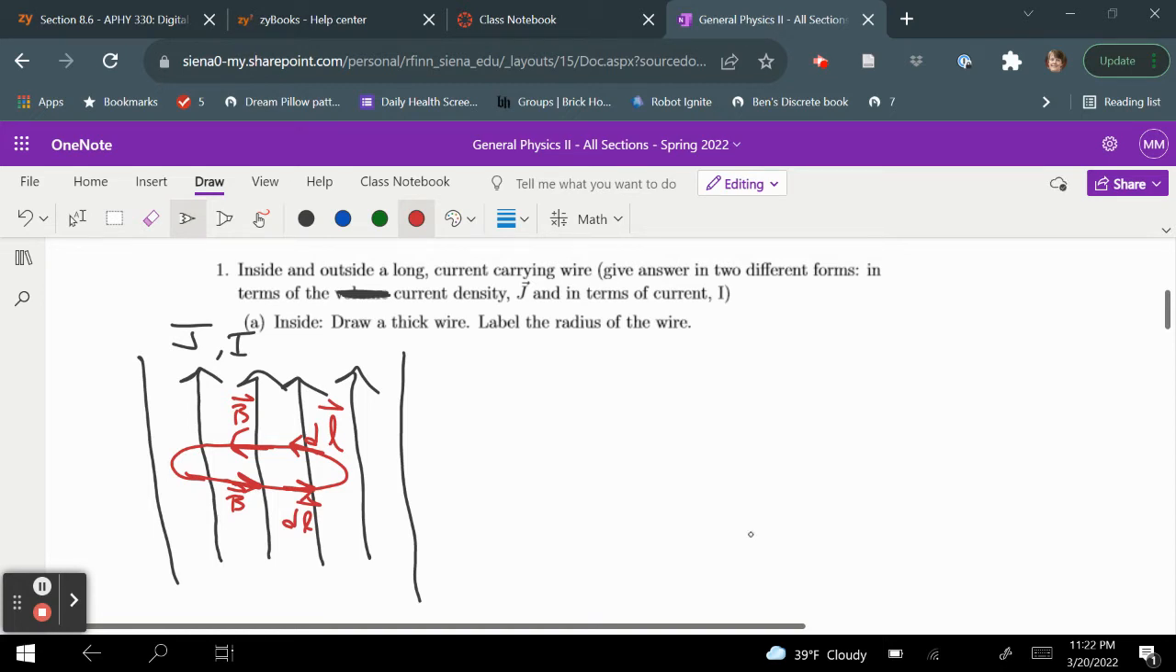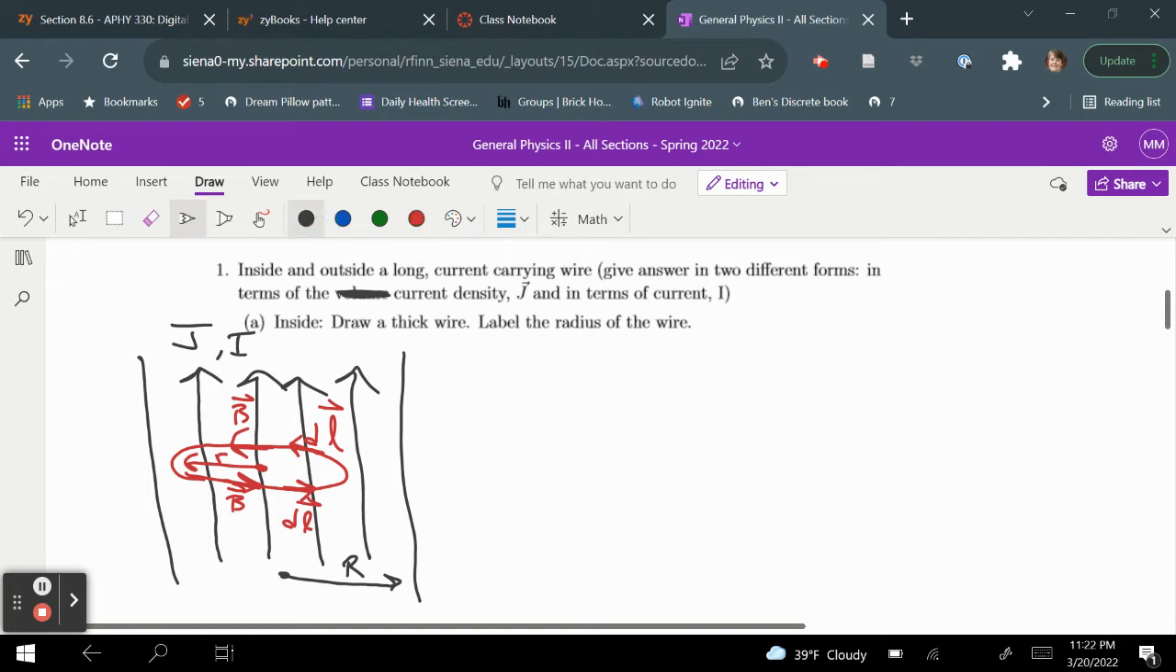So I also know that my radius, so let's go back to black. So my radius is going to be from here to here. This is my capital R for the wire. I also know I have a little r for my Amperian loop. This is going to be my little r.